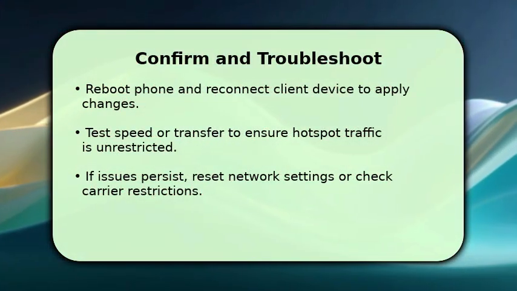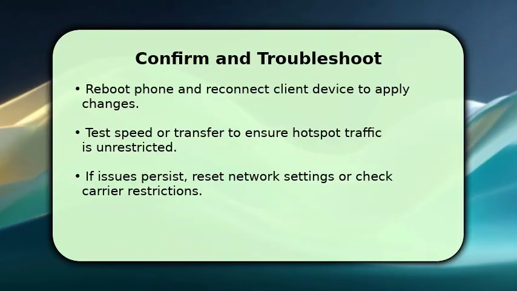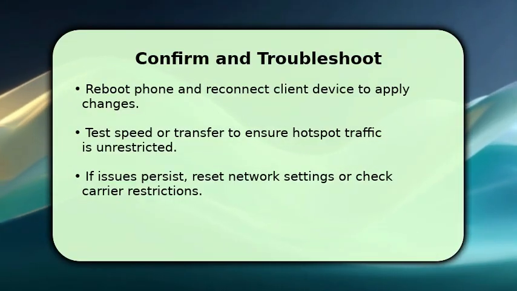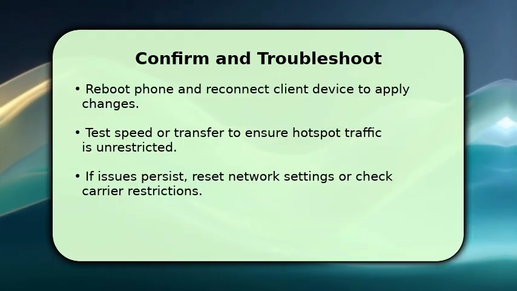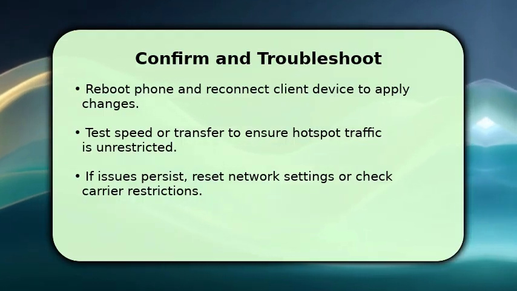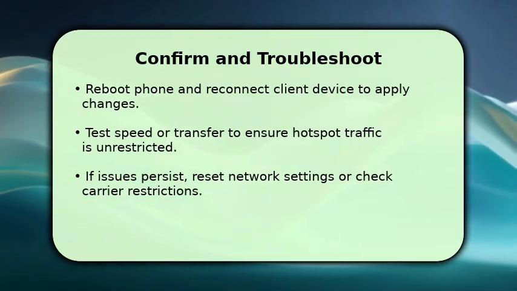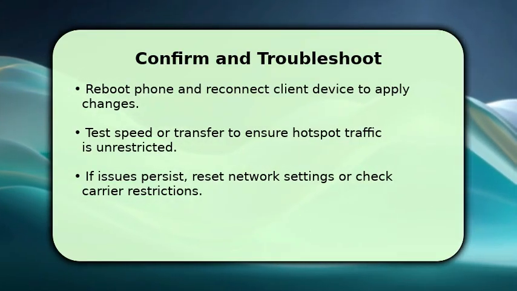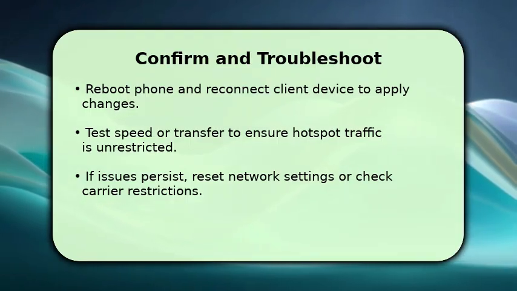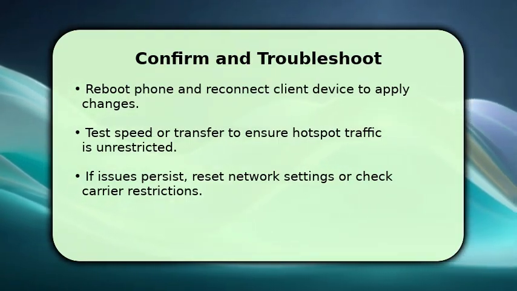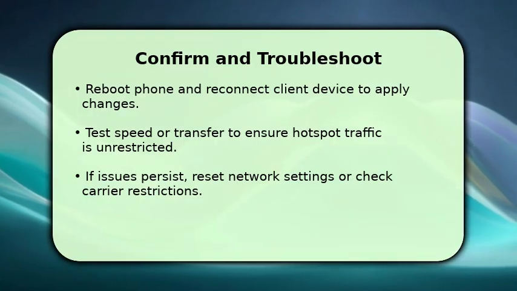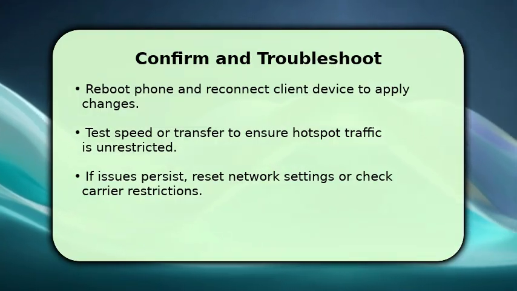After disabling Data Saver, reboot your phone and reconnect the client device to ensure changes take effect. Reboot clears cached policies. Test by transferring a file or running a quick speed check to confirm hotspot traffic is unrestricted. If you still see limits, make sure carrier plans do not block tethering, and then reset network settings as a last resort to restore default hotspot behavior.